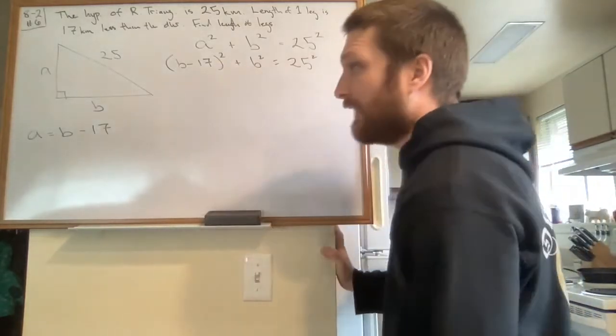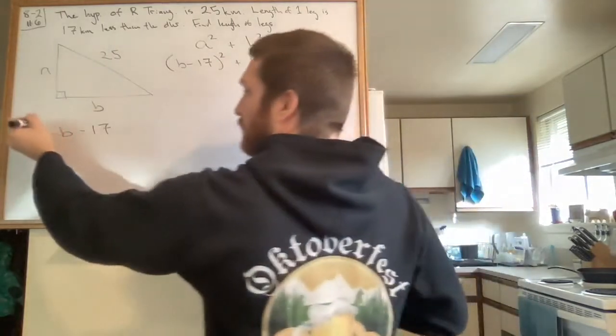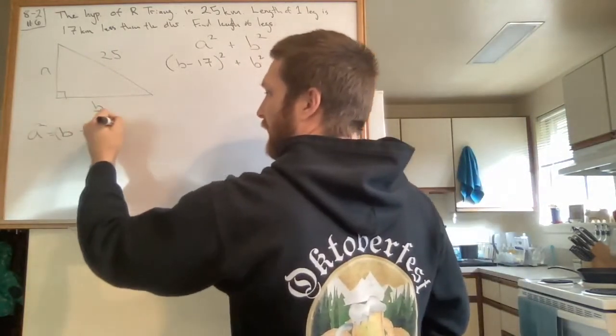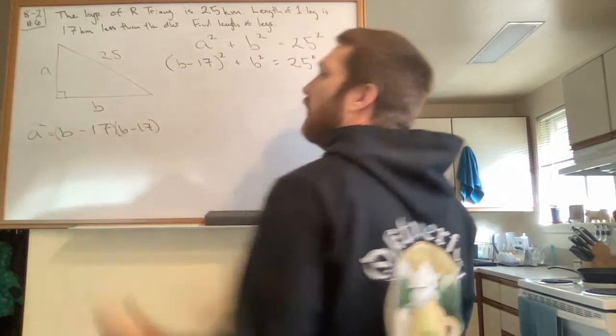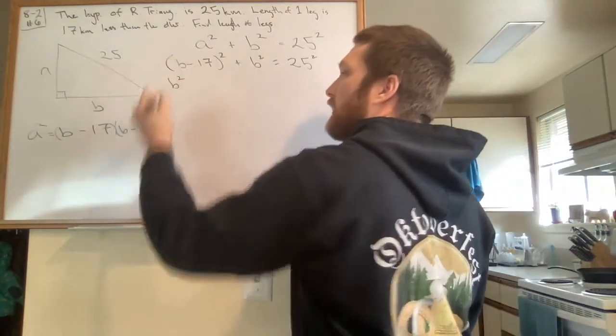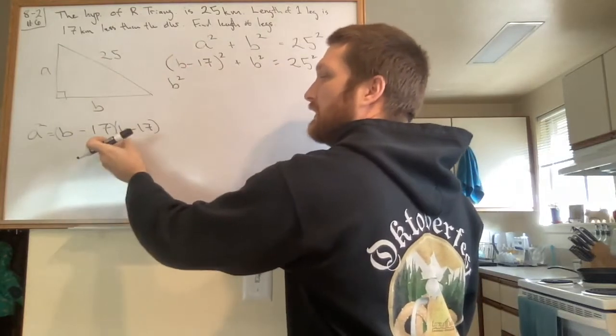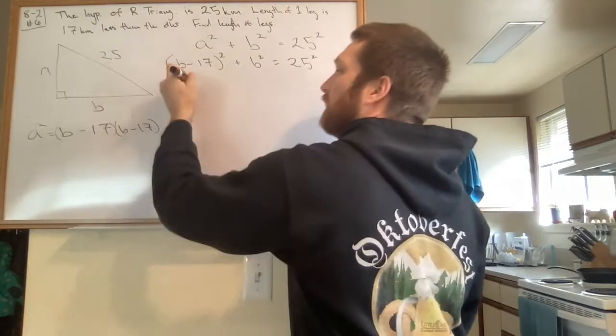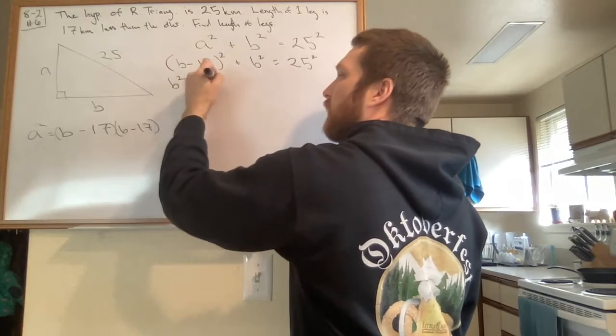I'll start by multiplying that guy out. In other words, what I'm going to do is take this, square that guy, B minus 17. I got to go first, outer, inner, last. First gives me B squared. Outer gives me minus 17. Inner gives me minus 17 for a total of minus 34B.